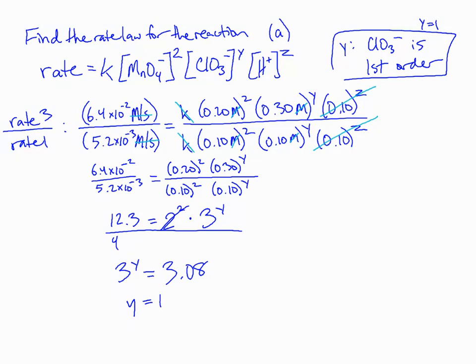So we can go back to the top and update this. In our rate law, we can get rid of the y, and now we have 1. The only thing we have left to find is going to be z. Let's duplicate this page.